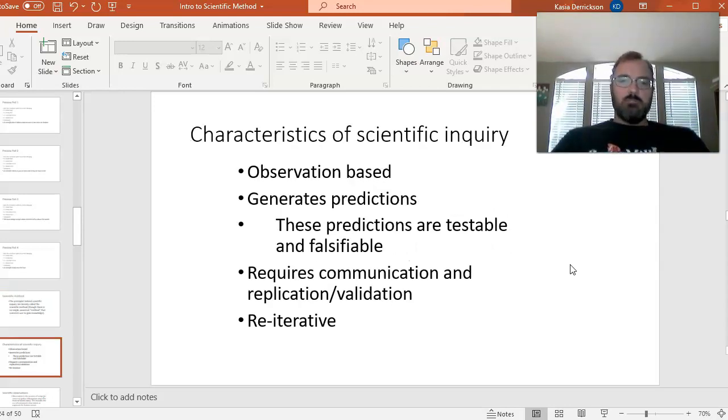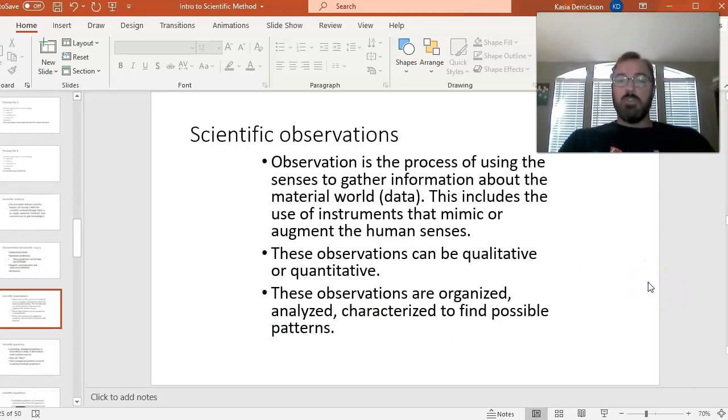All right. So the characteristics of scientific inquiry: it's observation based. It generates predictions. These predictions need to be testable and falsifiable, as a very critical test. And then it requires communication, and then replication and validation. So we do this through scientific journals these days. We publish it, and then other people can challenge it. They can put comments to it. They can run their own experiments. So they should be able to validate or replicate that experiment. And then the whole process is, I think this word's made up, reiterative. So we have to just keep going through this process over and over again.